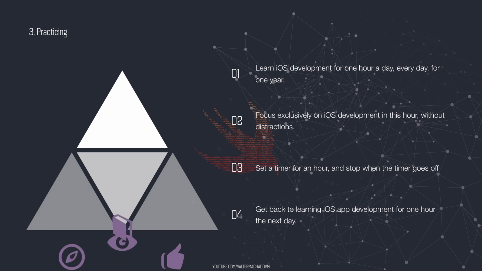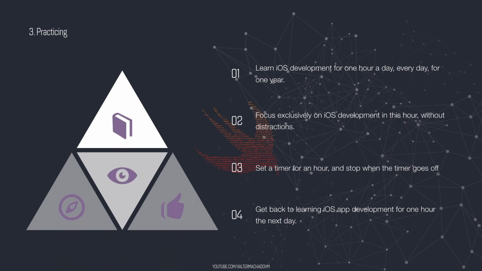Moving to the third step, practicing. You just have to practice everything you've learned from the second step. How are you going to do that? Learning iOS development for 1 hour a day, every day, for a year. Then avoid distraction while you're doing that. Set an alarm and stop when the alarm goes off. And fourth, repeating everything over and over again for 1 year.